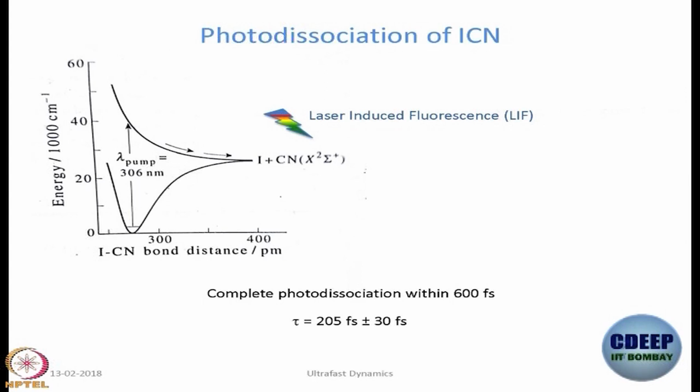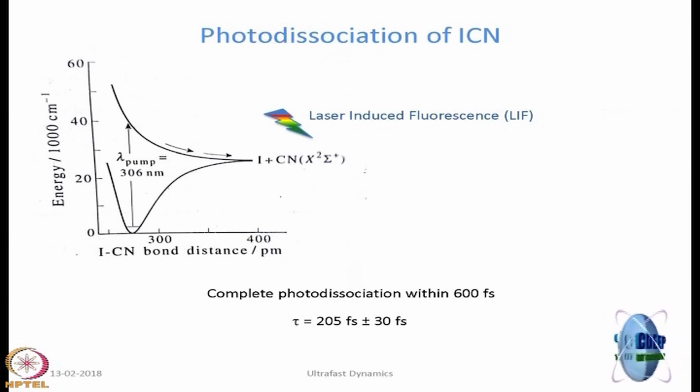So what he did is, he used a pump which was UV, 306 nanometer. Okay, that took the system from the one with a minimum to the dissociative surface. The moment it goes to the dissociative surface, what happens is you get the product I plus CN. We need not worry about what this chi doublet sigma plus is for the moment, but by the time we are done with the course, we will know what it means. Let us just understand that when it goes here, the molecule goes to, so this IC bond dissociates. Okay, so this is an efficient way of breaking a bond.